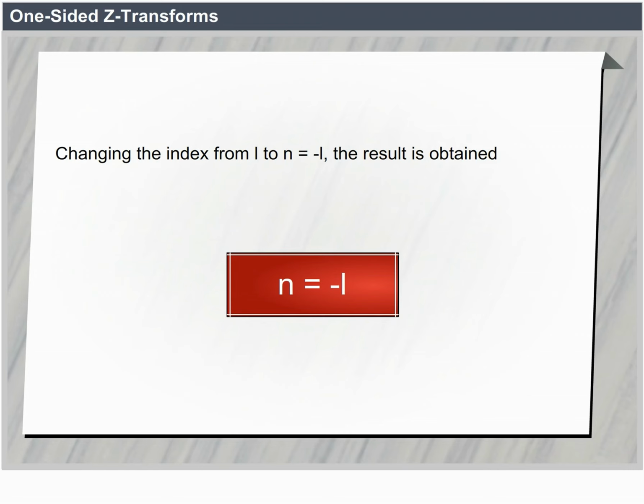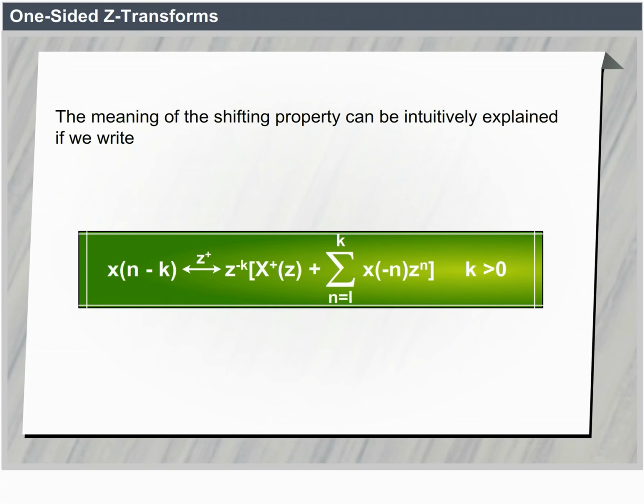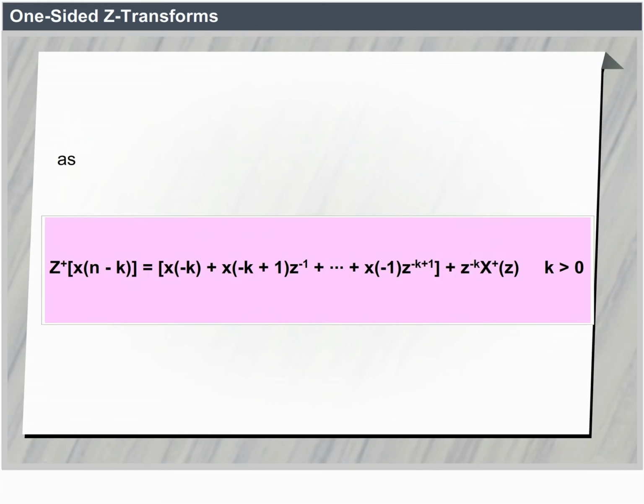The meaning of the shifting property can be intuitively explained if we write Z+[x(n-k)] equal to z^(-k) [X+(z) plus summation n equal to 1 to k of x(-n) z^n], where k greater than 0, as Z+[x(n-k)] equal to x(-k) plus x(-k+1) z^(-1) plus etcetera plus x(-1) z^(-k+1) plus z^(-k) X+(z), where k greater than 0.